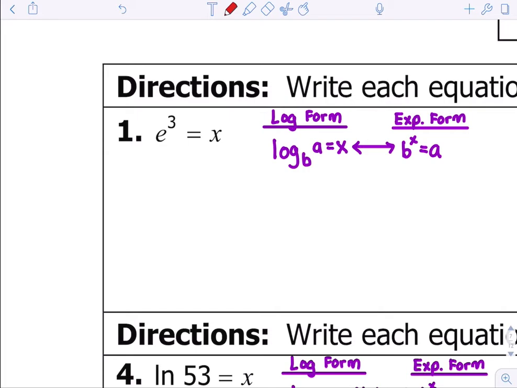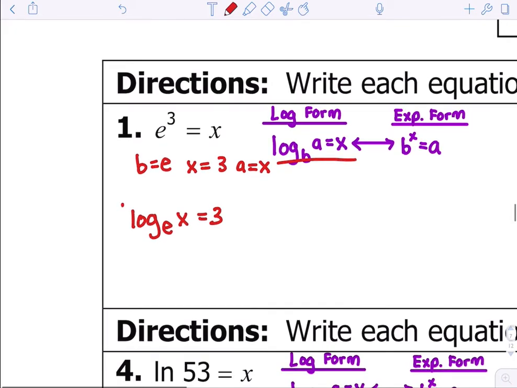So my b value is e, right? Looking here, my x value is 3, and my a value is x. So now we are going to be changing it into log form. So log base e of a, which is x, is going to equal 3. So there's your log form for that one.